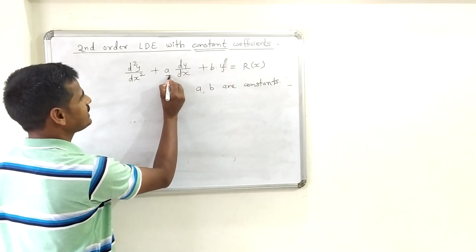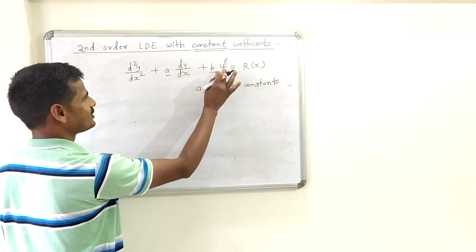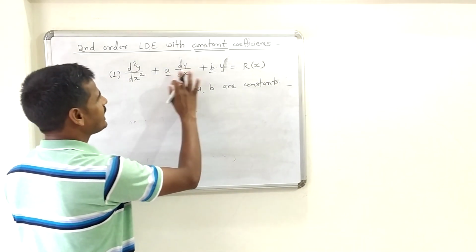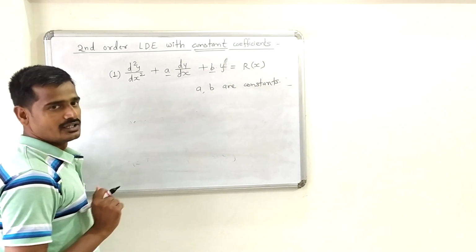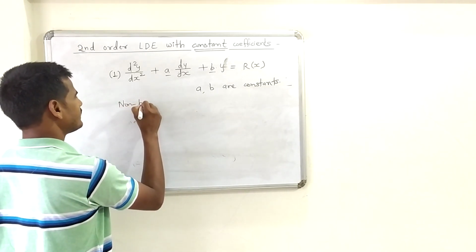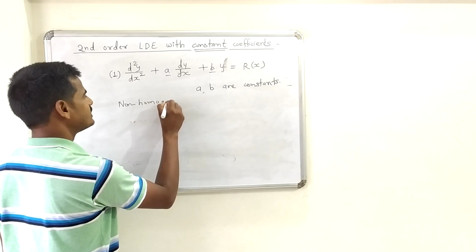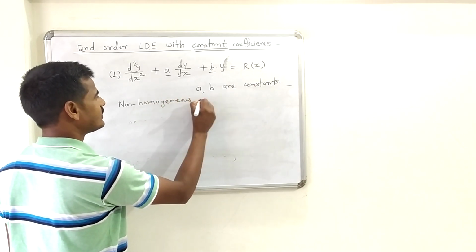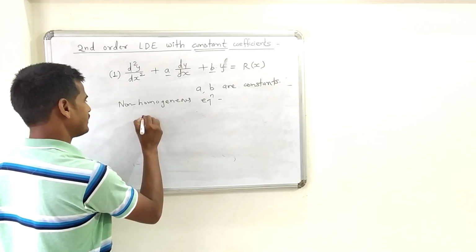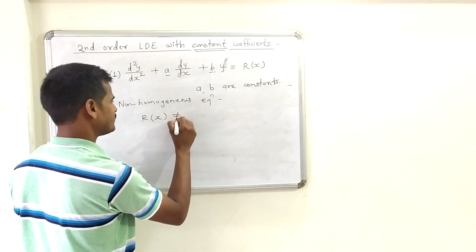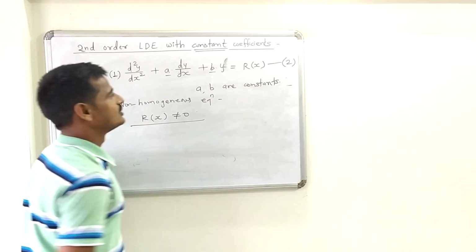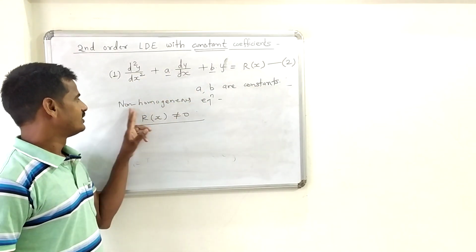Here a and b are the coefficients of dy by dx and y. The coefficient of d square y by dx square is already 1. So a and b are constants. Now again we will define the non-homogeneous equation. If r of x is non-zero, then this equation, which I will call equation 2, is a non-homogeneous equation.